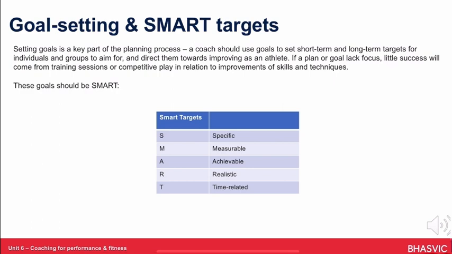If a plan or goal lacks focus, little success will come from the training session or competitive play in relation to improvements of skill and techniques. These goals should be SMART. Specific relates to how certain targets should be personal to the athlete or team, zooming in on clear-cut areas. Measurable indicates that the goal must be easy to compare and analyze in relation to development. Achievable suggests that the target must be practical, taking the performer's ability, age, and experience into consideration.